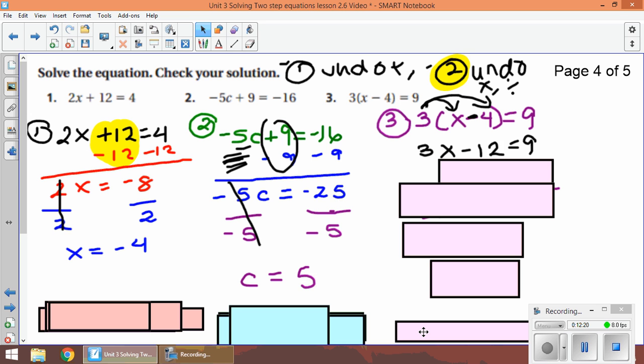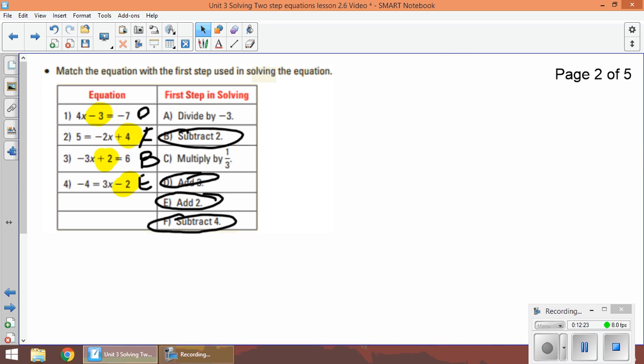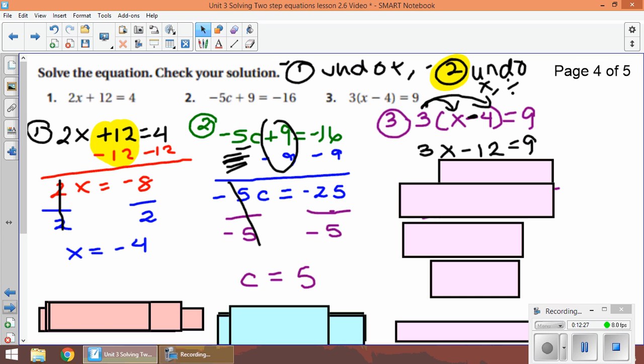Now we have a regular two-step equation. Oops, what's going on here? Oh, I see. Okay, sorry about that. I hit a button here.